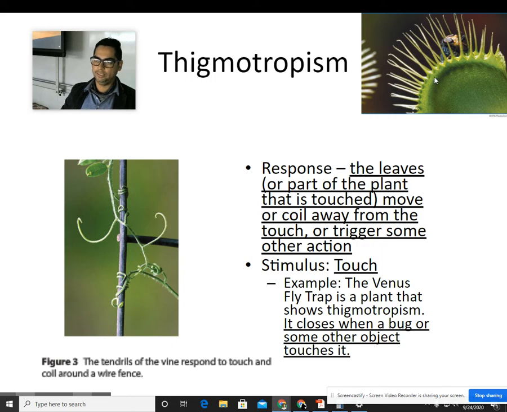But the way they work is whenever a bug lands on them, the plant won't close right away until the bug touches them a couple of times, and then it snaps shut. Then it basically throws out some acids that decompose the bug, and it sucks up the juices from the acid and the bug. So thigmotropism is basically how the plant responds to that touch. The Venus flytrap is responding to the touch of the bug, and it closes.